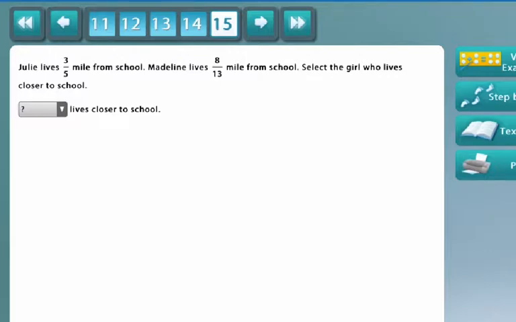So here we have a word problem. It's always good to unpack these problems by drawing pictures. Julie lives 3/5 mile from school. Madeline lives 8/13 mile from school. Select the girl that lives closer to the school. So I'm going to draw a picture that represents this problem.